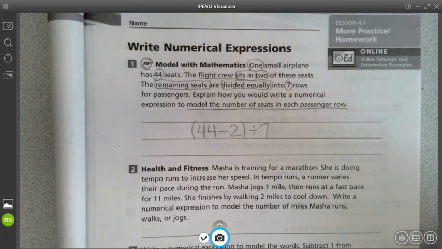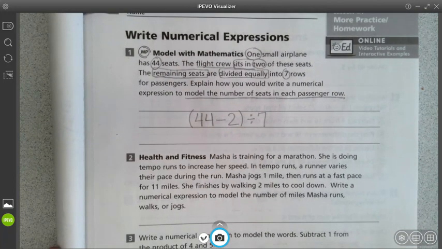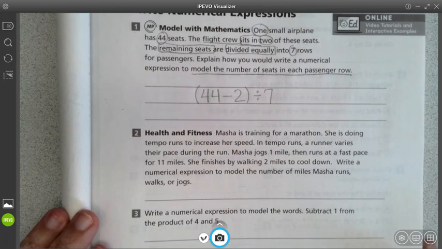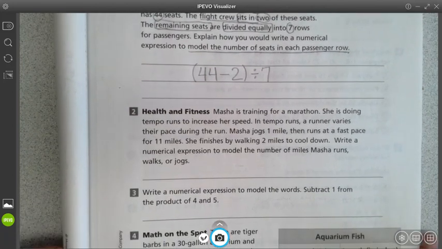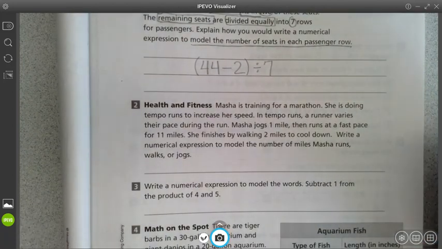Okay, hopefully you were able to follow along. You guys have been doing a great job in class on these and really well with IXL. So let's see what happens next.